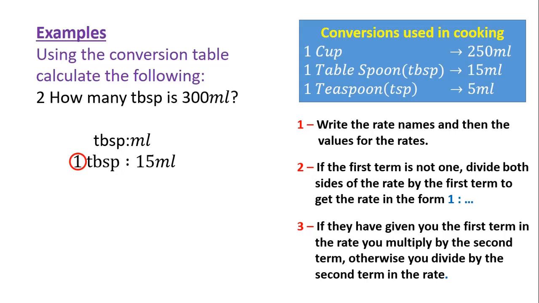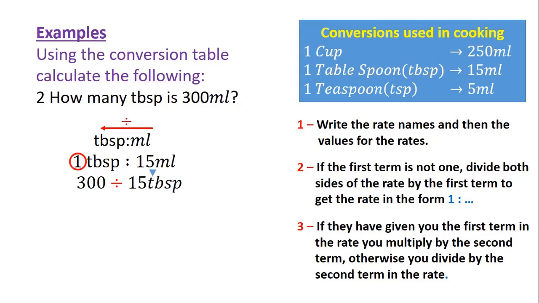So let's look at our question. They want 300 milliliters, and they want to know how many tablespoons that is. So they've given us 300. Now they've given us the milliliters and they want to know how many tablespoons. So we're going from milliliters to tablespoons, and so we divide. How much do we divide by? We divide by the 15.